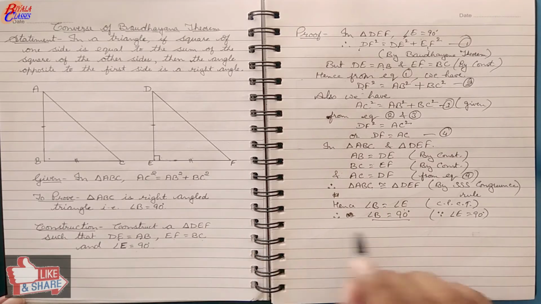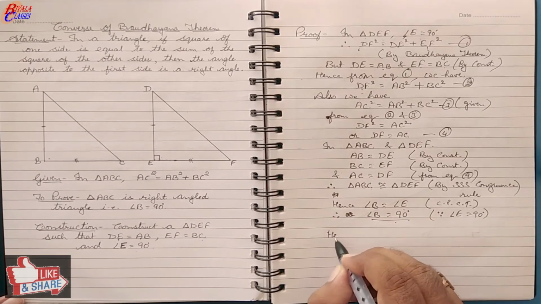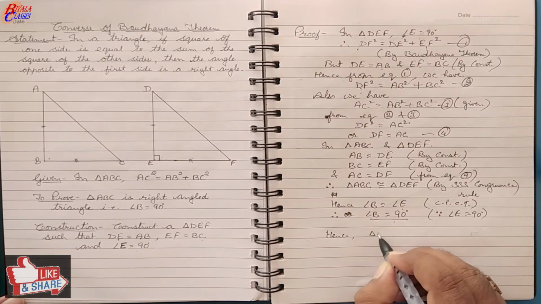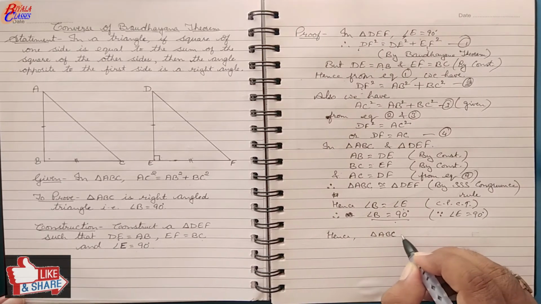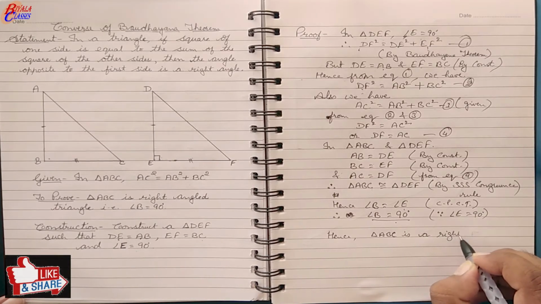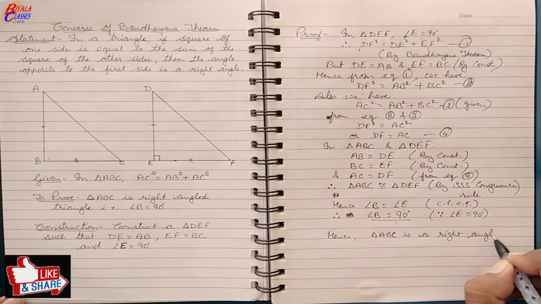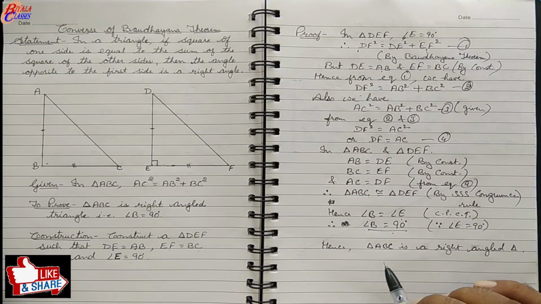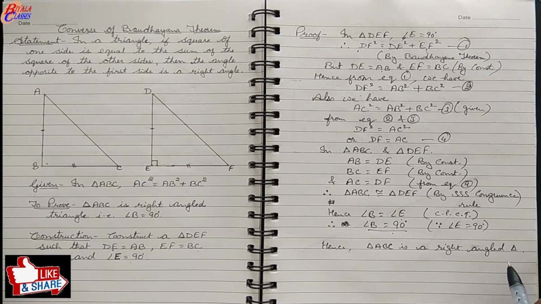So we have proved that angle B is 90, and because angle B is 90, hence it is proved that ABC is a right angled triangle. So this was the converse of Bodhayan theorem.